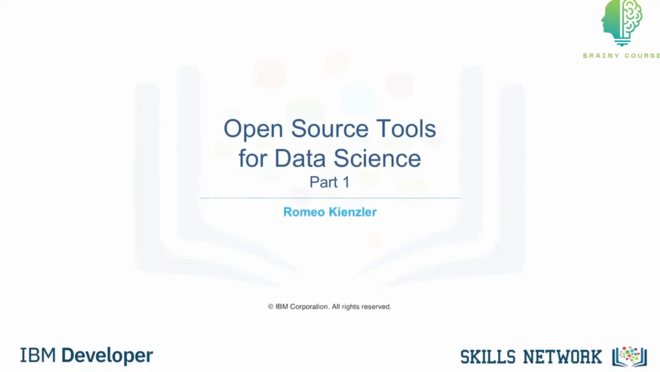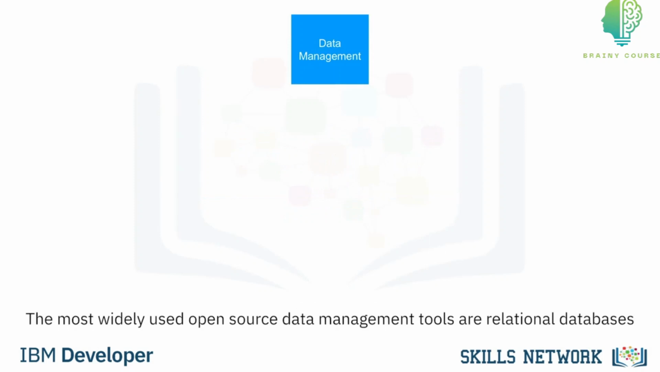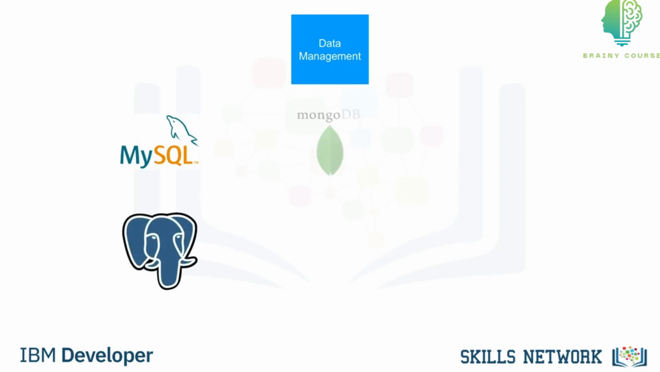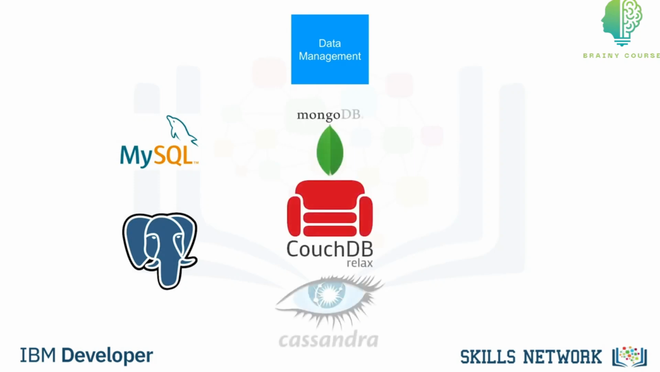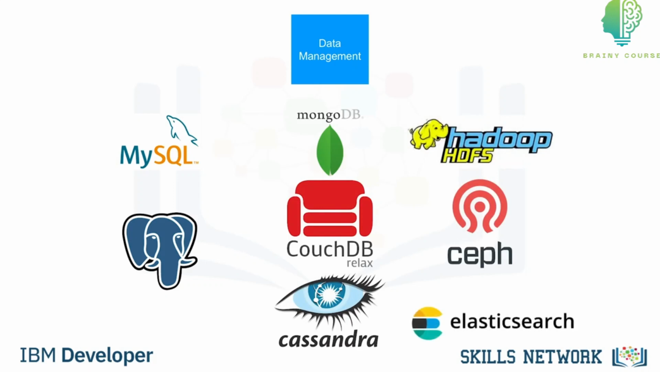In part 1 of this two-part series, we'll cover data management, open source data integration, transformation, and visualization tools. The most widely used open source data management tools are relational databases, such as MySQL and PostgreSQL, NoSQL databases such as MongoDB, Apache CouchDB, and Apache Cassandra, and file-based tools such as the Hadoop file system or cloud file systems like Ceph. Finally, Elasticsearch is mainly used for storing text data and creating a search index for fast document retrieval.